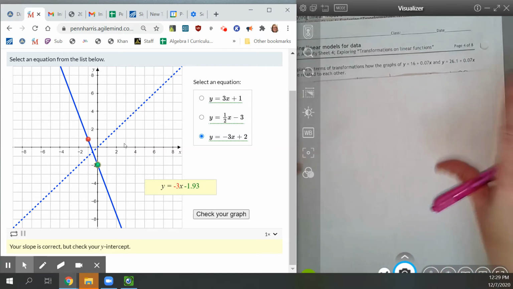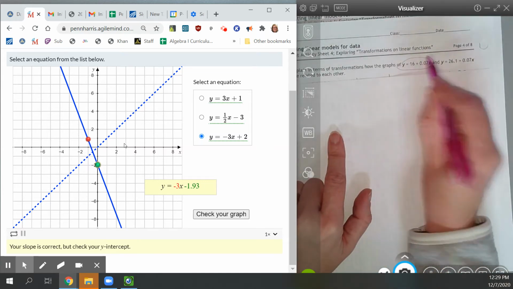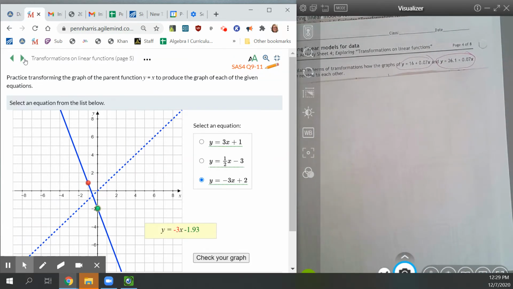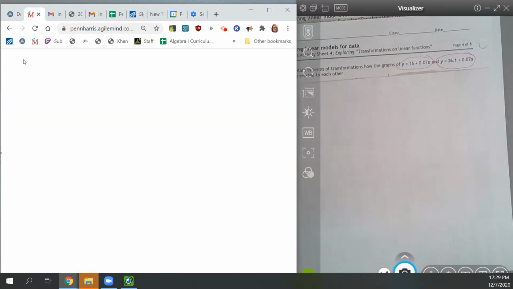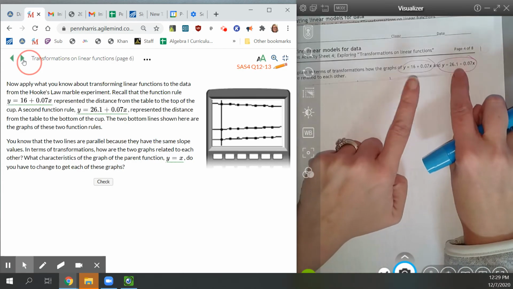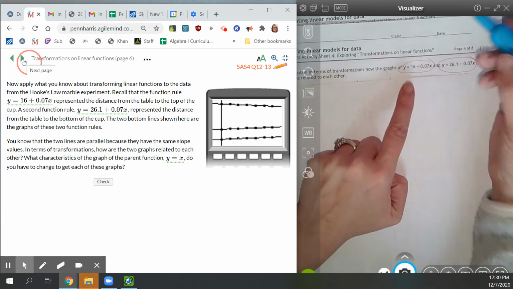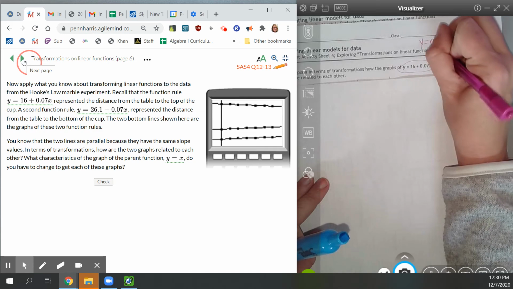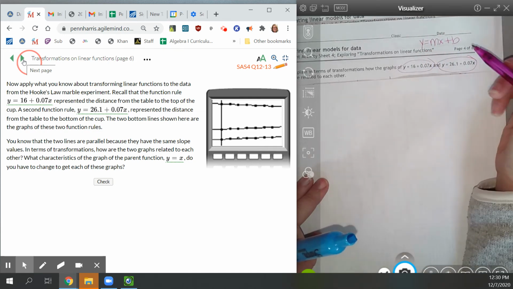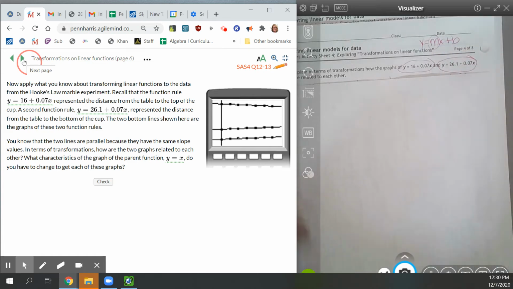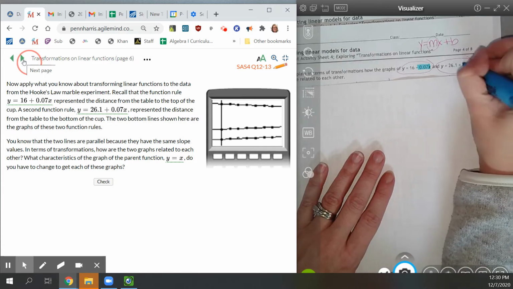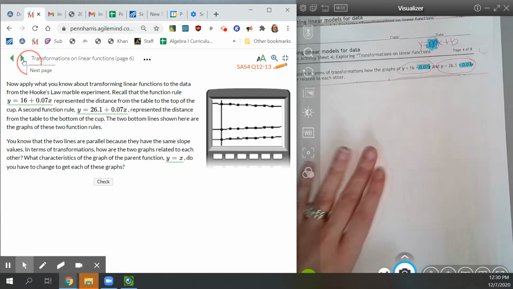Okay, so now they give us these 2 equations here. 1 and 2. I want to know, in terms of transformations, how are they related to one another? Okay. Well, the first thing that I notice here, guys, is that it's kind of out of slope-intercept form. Okay. But regardless, they still provide us with the y-intercept and the slope. Remember, our slope is going to be the number in front of the x. Oh, in this first equation, my slope is 0.07. In my second equation, my slope is 0.07.